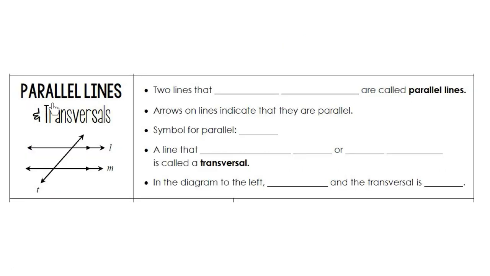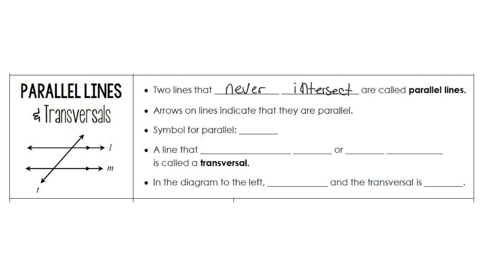Okay, now I have parallel lines and transversals. Here's an example. Parallel lines are like line L and line M. They're going to go on and on forever, and they're never going to touch. They're going to stay equal distance apart the whole way. That's parallel lines. So parallel lines are two lines that never intersect.